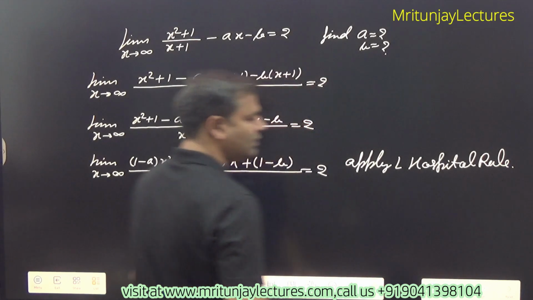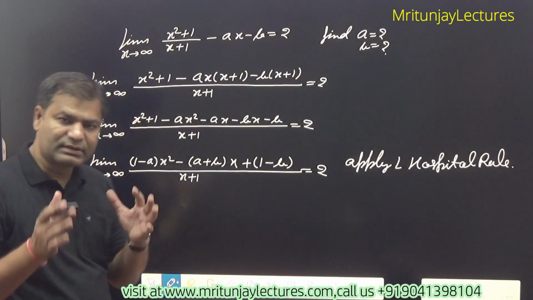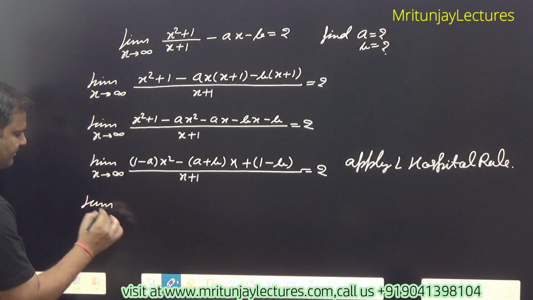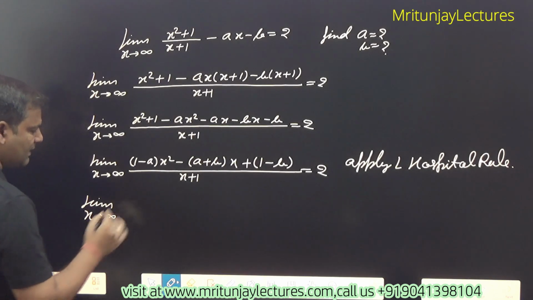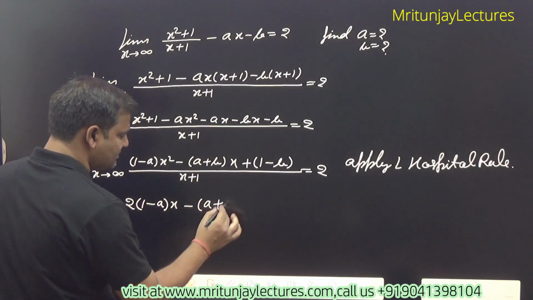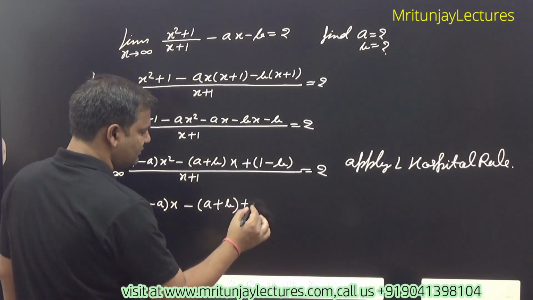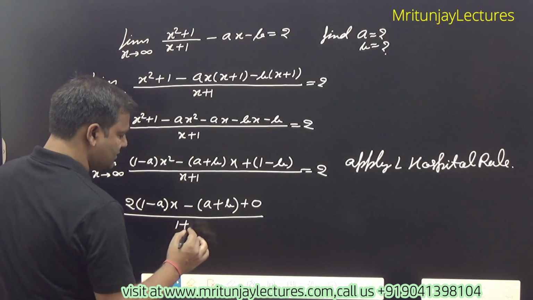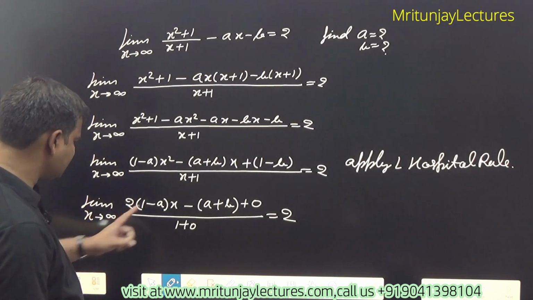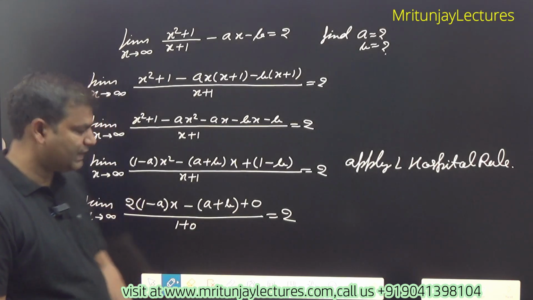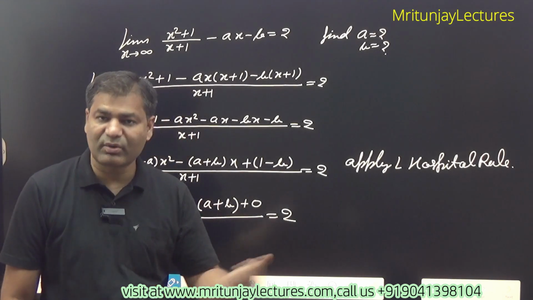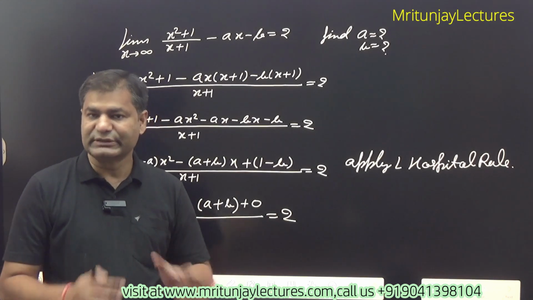according to L'Hospital rule, numerator and denominator both are differentiated with respect to x. Then we get limit x tends to infinity, 2 times (1 minus a) into x, minus (a plus b), and that one 0, divided by 1 plus 0, this will be equal to 2. Okay. Now look, if we put x is equal to infinity, then the left hand side is infinity, but what about the right hand side?